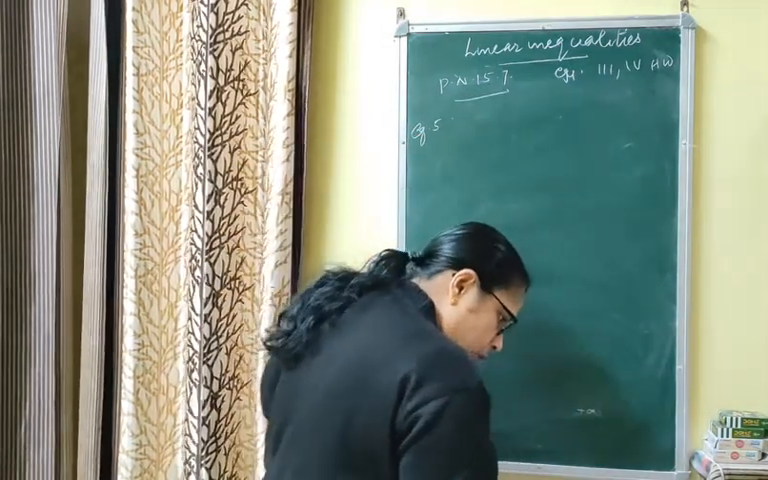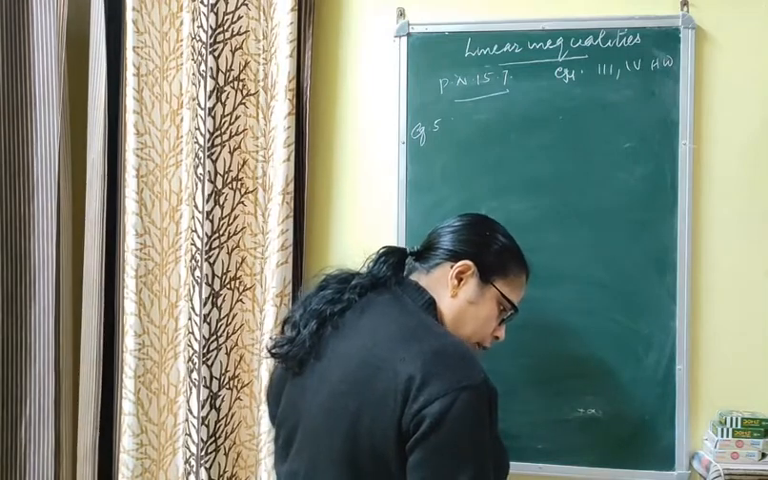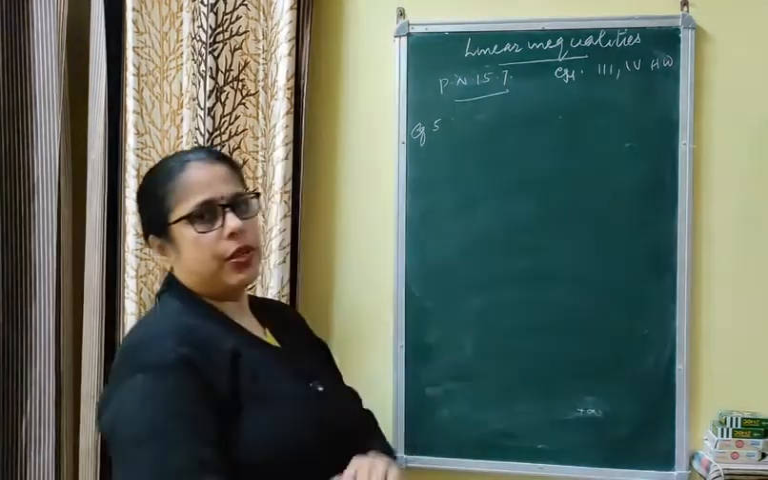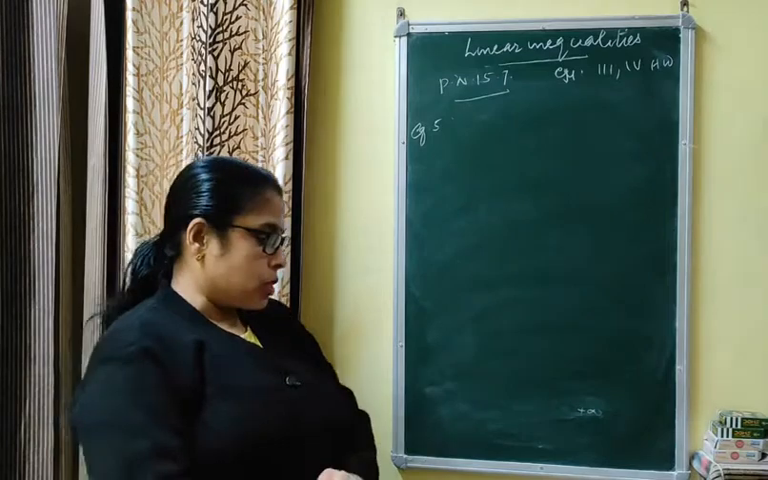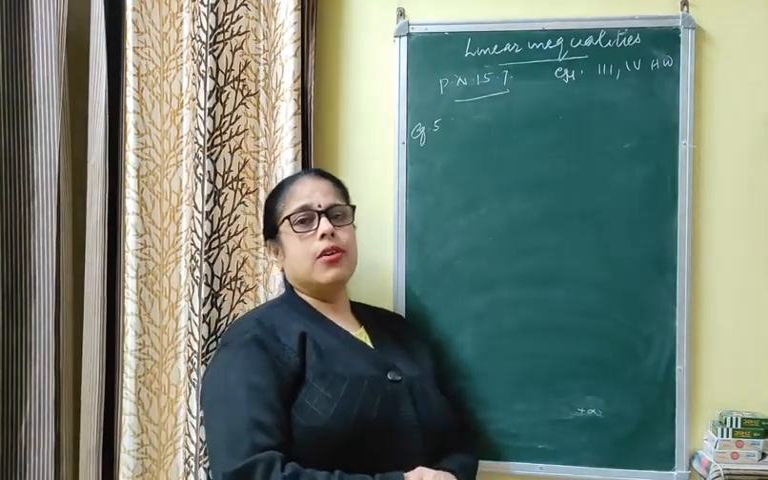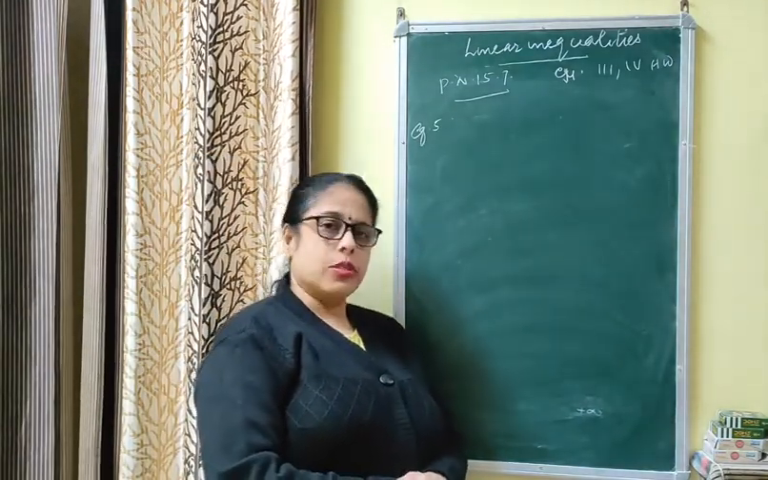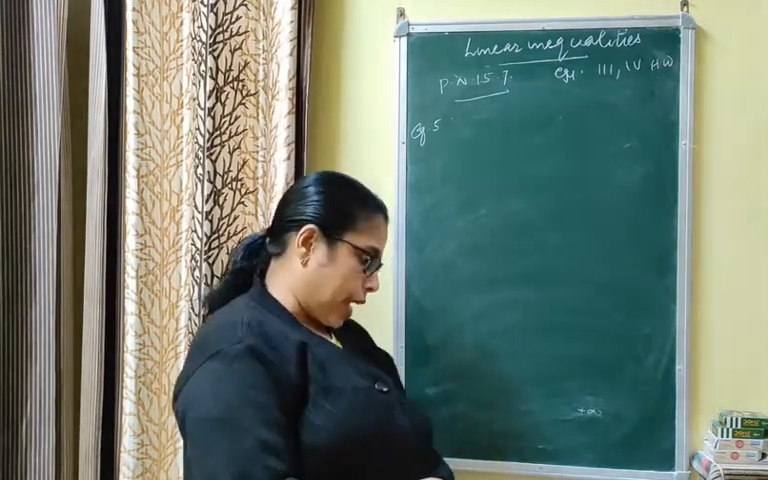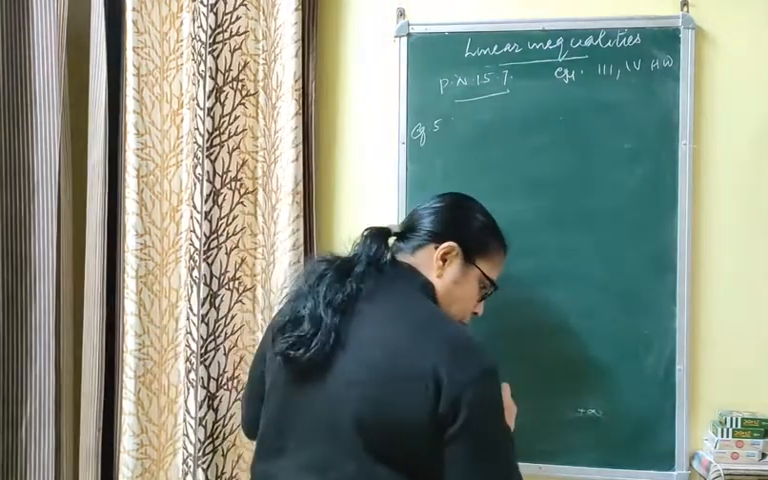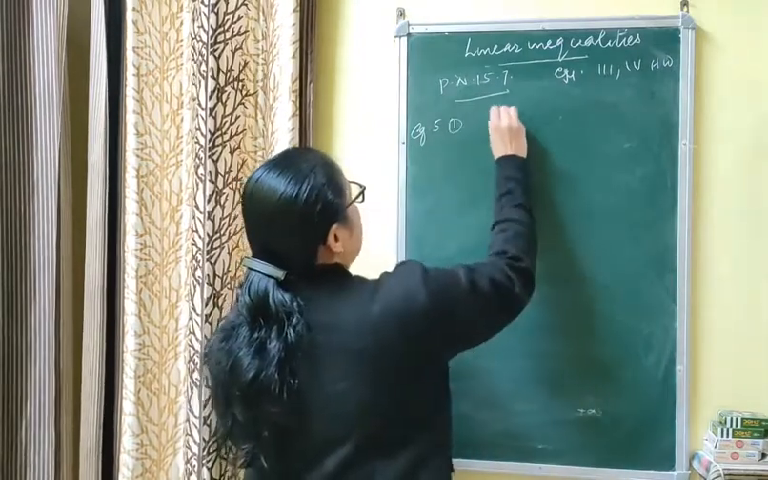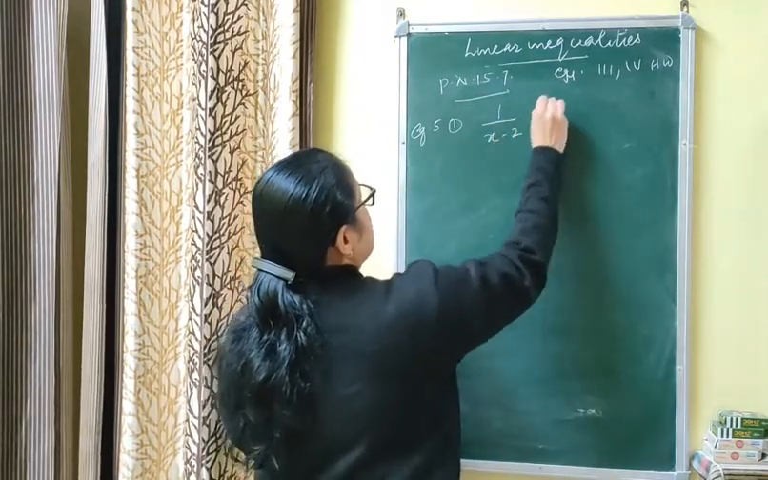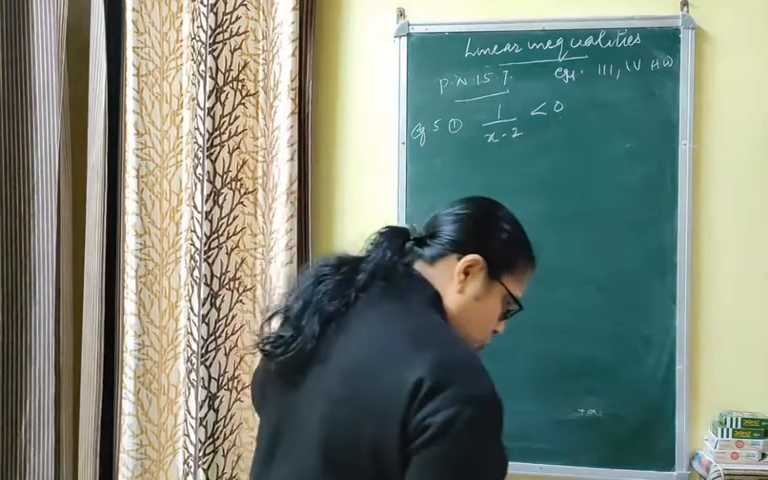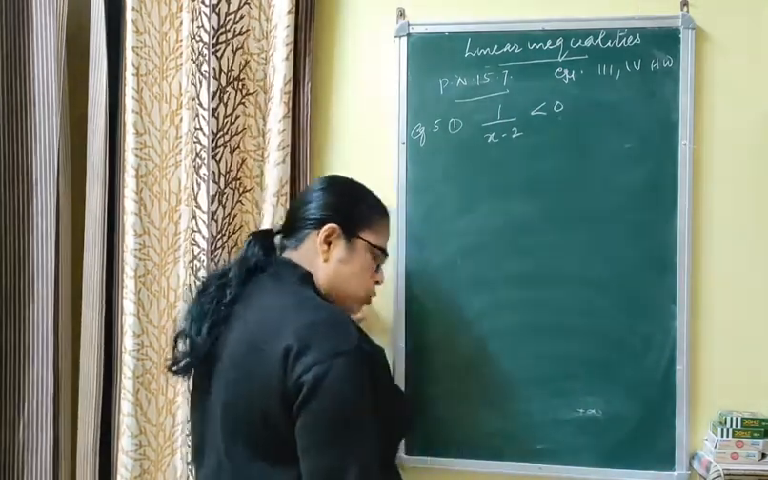I am reading the question. Solve the following inequality. The difference between this question and the previous question is that here the linear inequality is given in fractional form. The previous question is not given in fractional form. Here, the variables are given in fractional form. Let us discuss the first part. First part is 1 by x minus 2 less than 0. Now, you have to solve it.